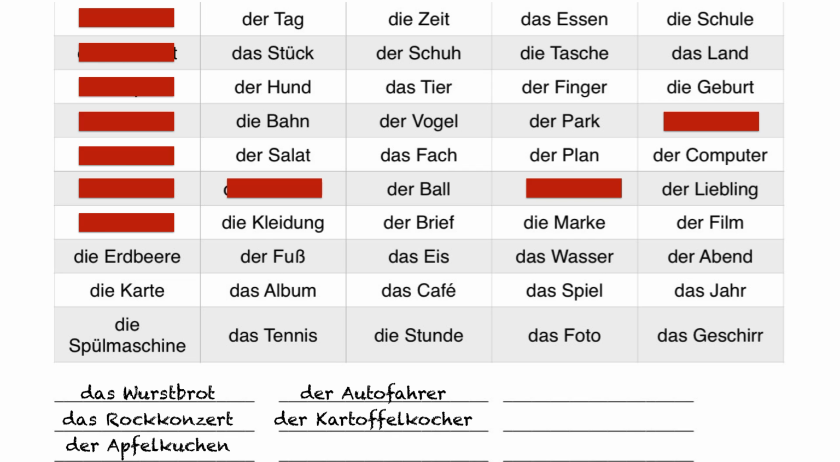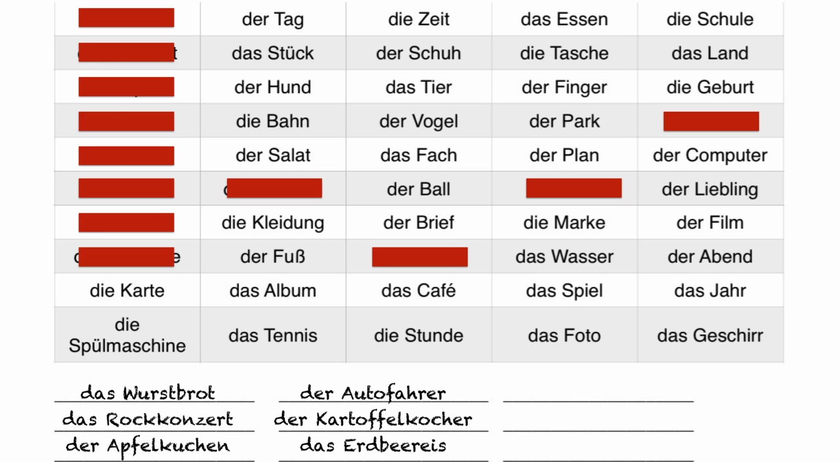In our next example, we have die Erdbeere, the strawberry, and das Eis, the ice cream. Together they become das Erdbeereis. Here you'll notice that we actually lost an E. Instead of having Erdbeere, which has an E, plus Eis, which also has an E, we end up with das Erdbeereis.